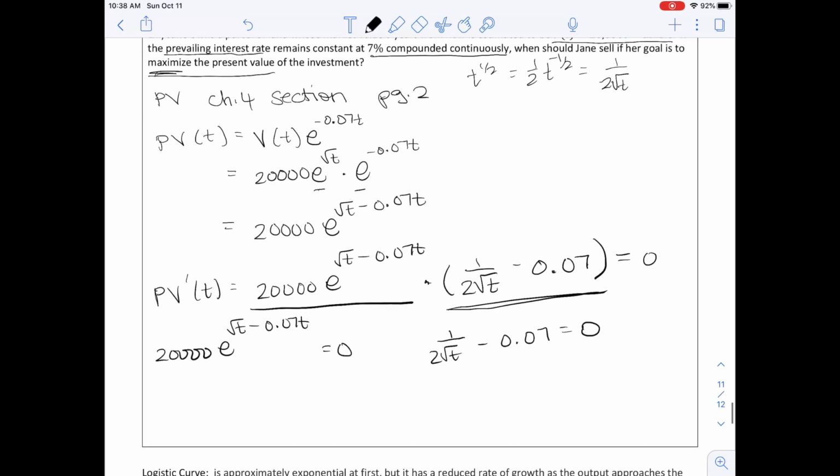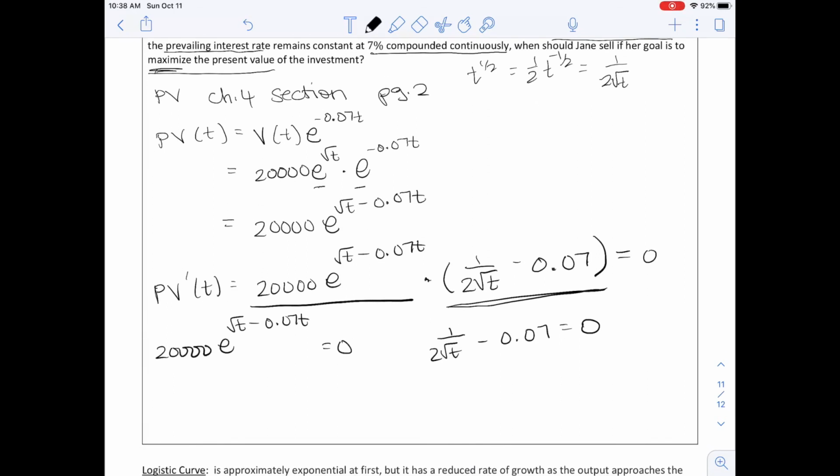So the first one, this will never equal 0. And remember, if you were to go ahead and solve this, divide by 20,000, and then take a natural log on both sides, you will have that the natural log of 0 is undefined. You can also think of an exponential as never going to actually equal 0, so we're stuck there.